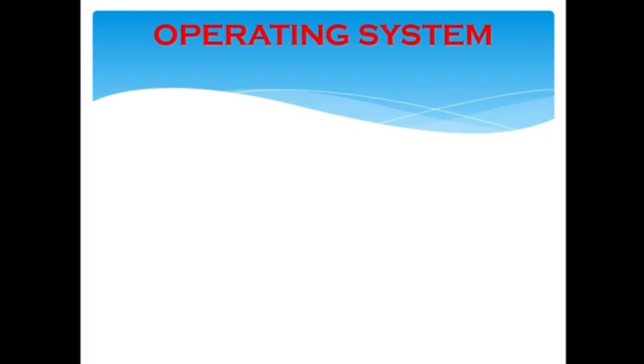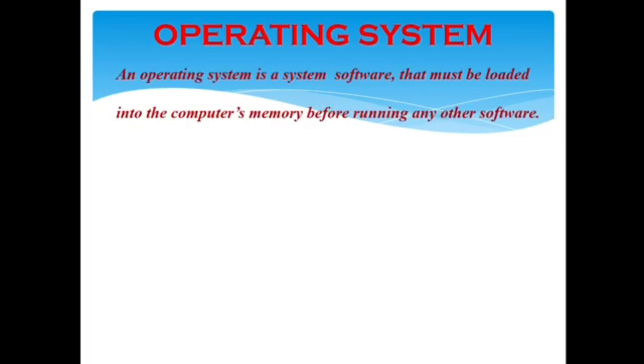This operating system, we say OS in short form. An operating system is a system software that must be loaded into the computer memory before running any other software. In your system there are so many softwares: Paint is there, Word is there, PowerPoint is there, games are there. Before any of that software runs, the OS runs first. It is the first running part.